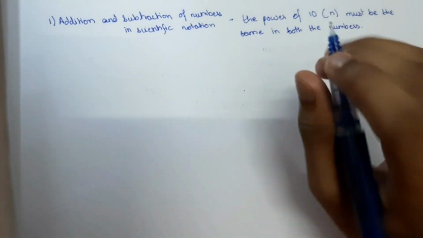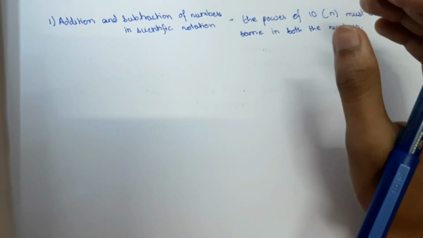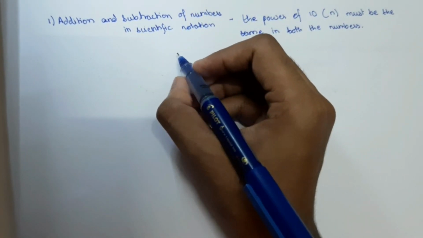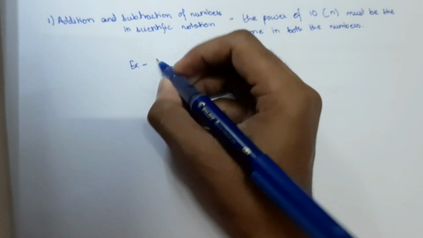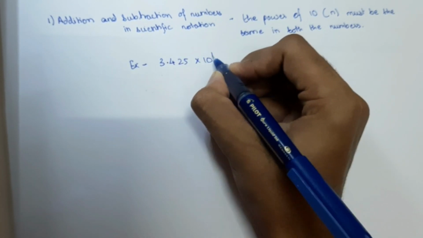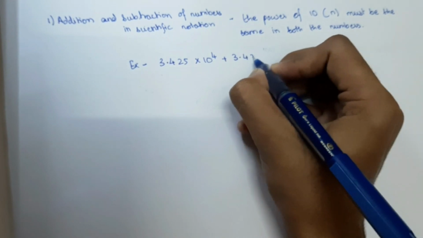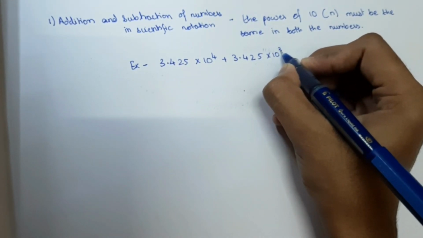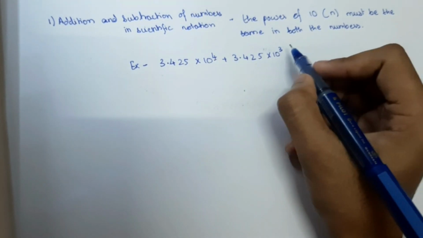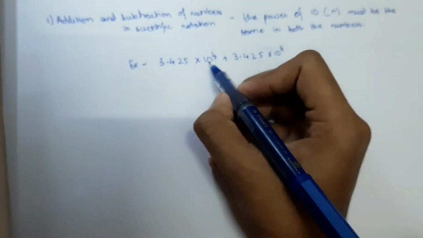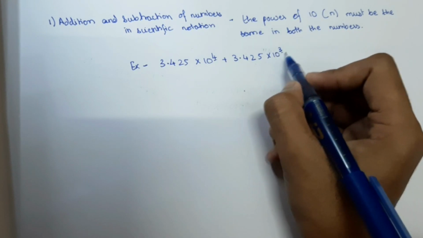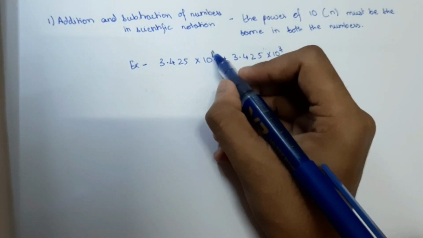The exponent of 10 should be the same. So let's try to understand this using an example. Let's take the number 3.425 times 10 raised to 4 plus 3.425 times 10 raised to 3. We can see the power of 10 in both numbers is different. In one number it is 4 and in the other it is 3. So we need to make this number 4 or make this number 3.